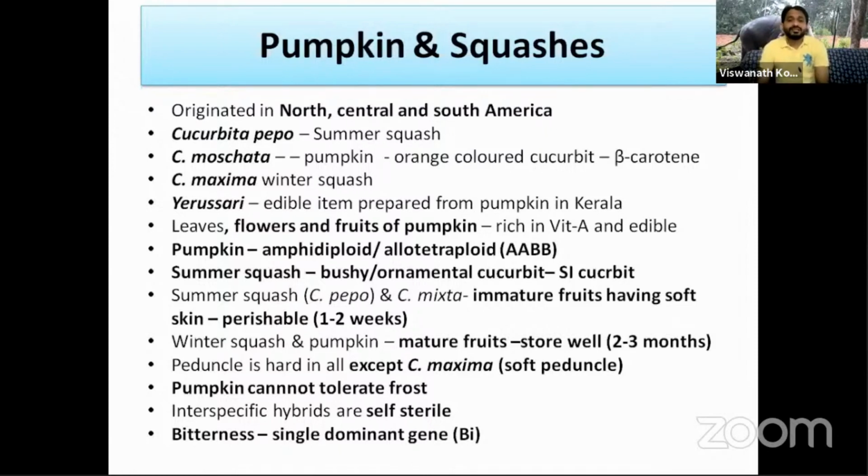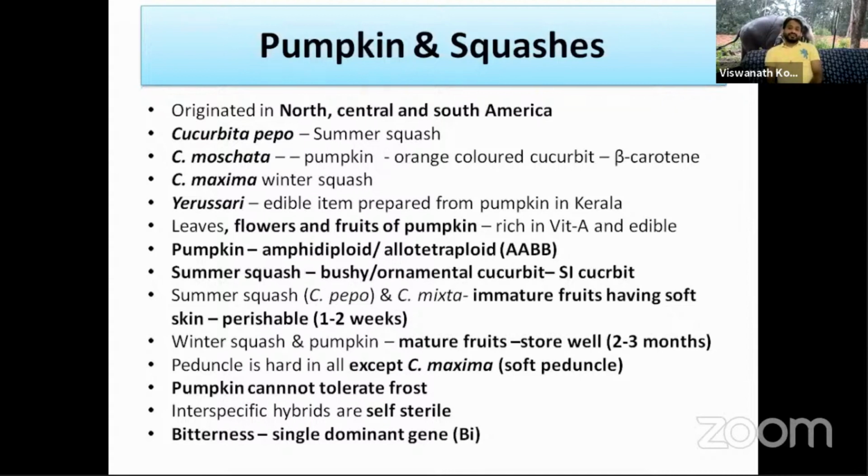Summer squash is an ornamental cucurbit. It is of bushy nature and it is also known as an ornamental cucurbit. It is a self-incompatible cucurbit. Self-incompatibility is present in the summer squash. So if we see the summer squash, Cucurbita pepo and Cucurbita mixta, they are grown for the immature fruits. And the summer squash fruits are very perishable. We cannot store them more than 2 weeks.